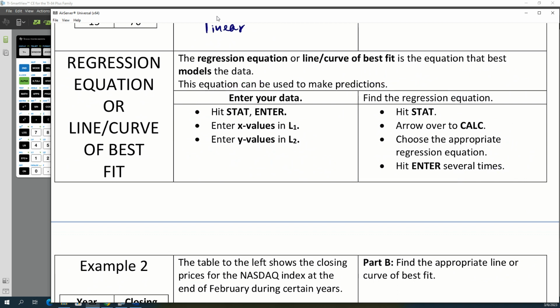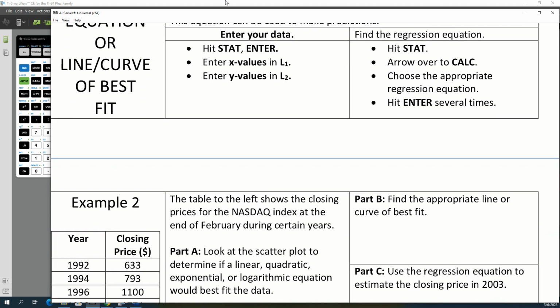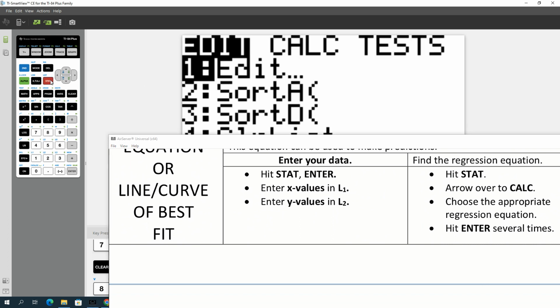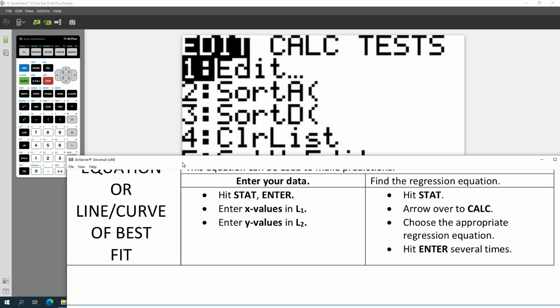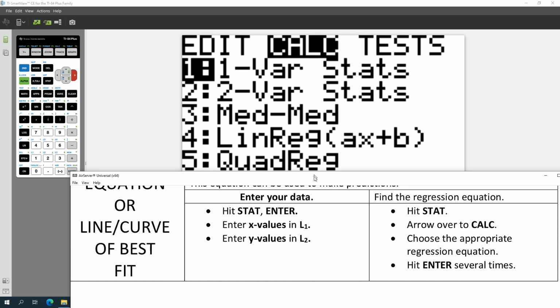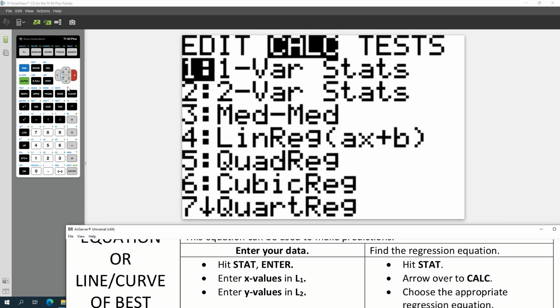It tells us to enter the data. Do we need to do that again? No, it's already there. We don't have to put it back in there again. So we're ready to do all this stuff. So we're going to start off and hit stat. All right. And this time we're going to go over to calc. And there's a ton of things under calc.